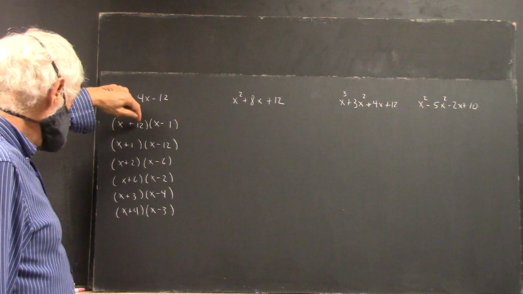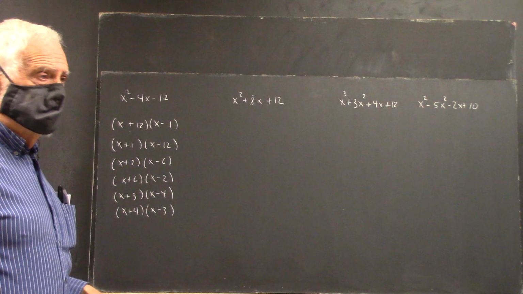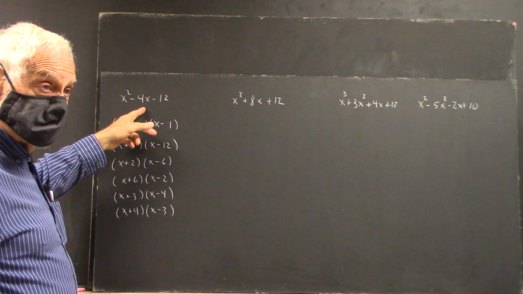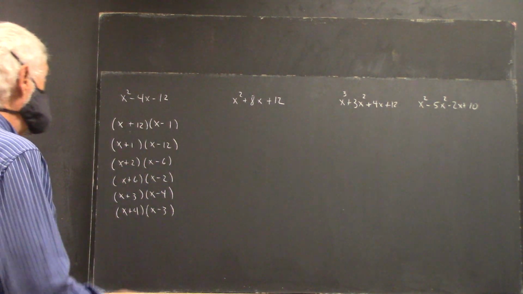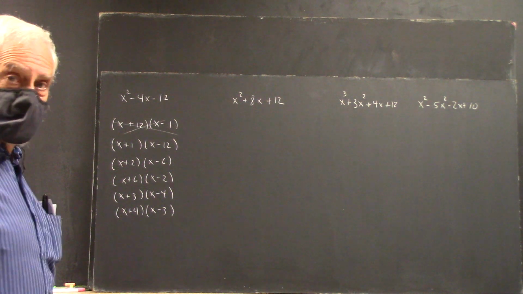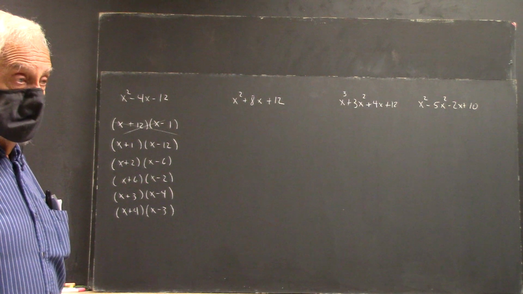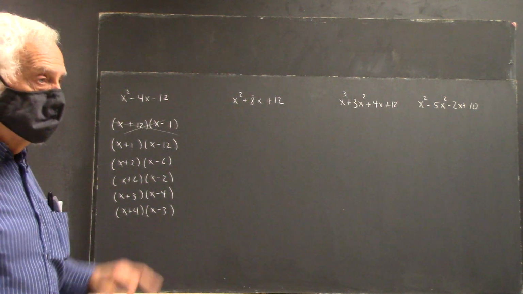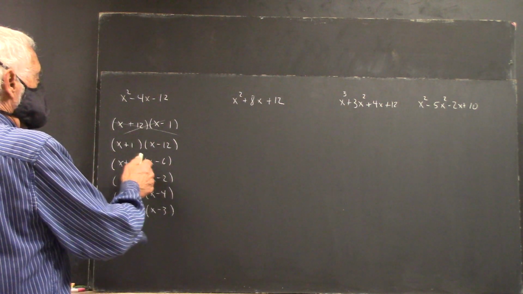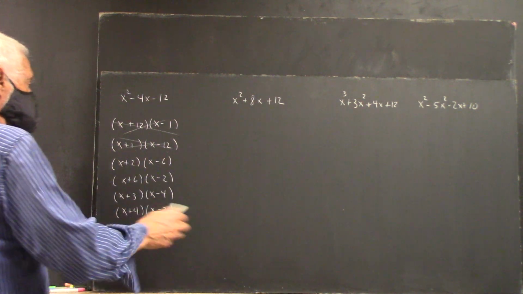You're going to have a 12x here and a minus x here. It's going to give you like an 11x, right? No, it's nowhere near 11. So we can cross out this possibility without actually multiplying it. Similarly here, we get a negative 12x here and an x here. That's not going to give us negative 4x.